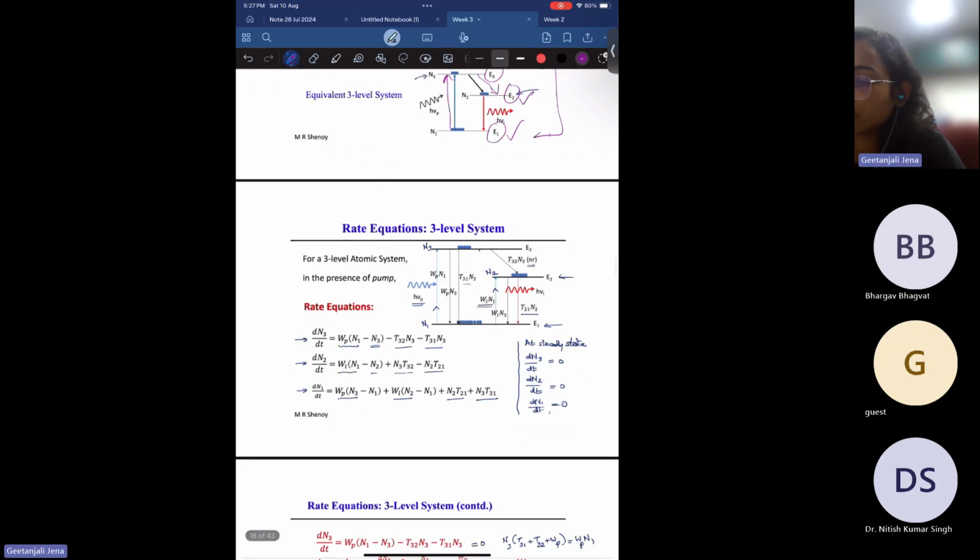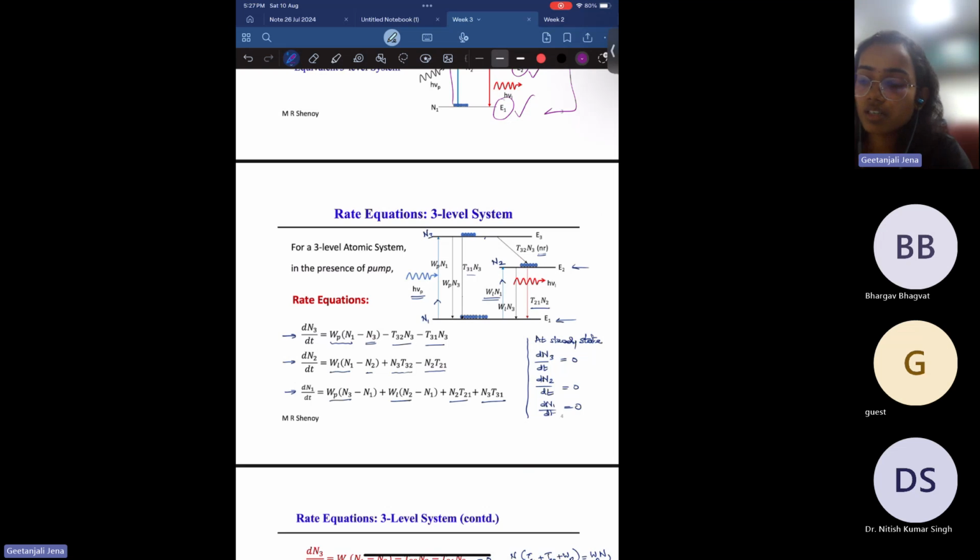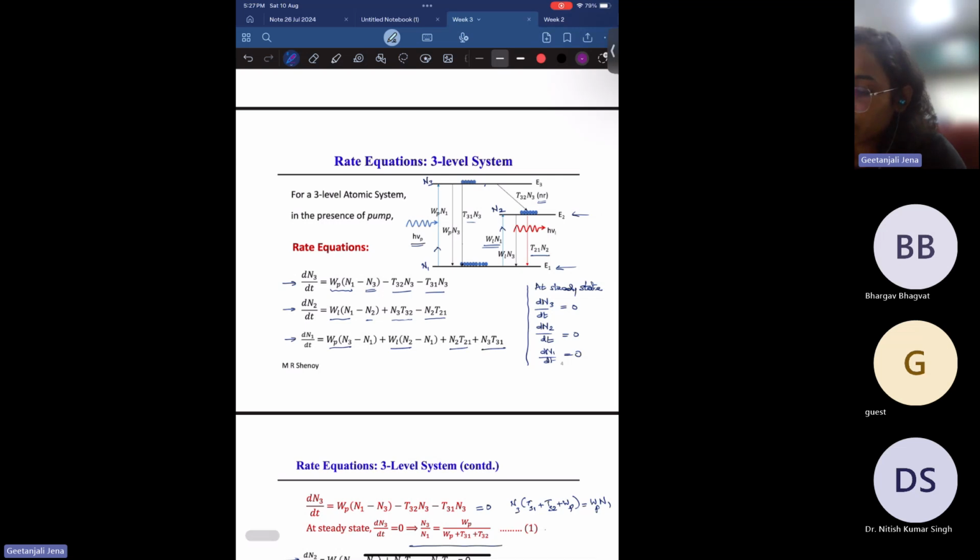Now let us see the rate equations, how the atoms are changing in these energy levels. If you see the 3-level atomic system, let us consider the 3rd level first, the highest state, which is interacting with the radiation. How will N3 increase? N3 will increase whenever there is a stimulated absorption, that is W_P N1. And how will N3 decrease? N3 will decrease by stimulated emission through this direct process, or spontaneous emission through this direct process, or through spontaneous emission to the E2 level.